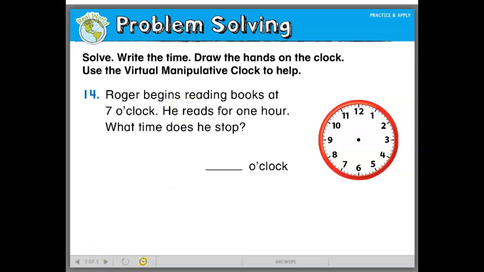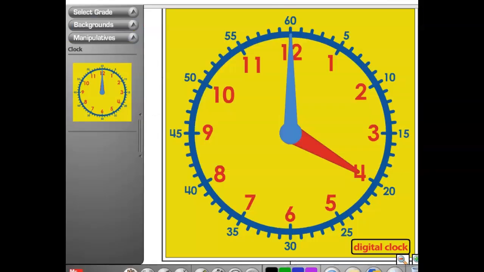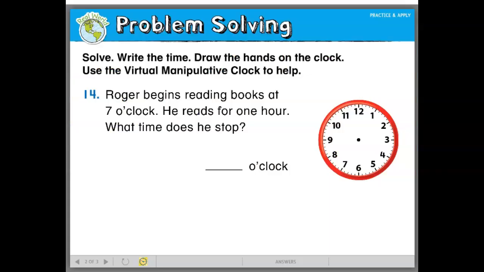So if I don't have a clock, like I just showed you how we did it on here, we can do this without a clock also. So if Roger begins reading at 7 o'clock, he reads for 1 more hour. So I'm going to add 1. So 7 plus 1 more makes 8. So he stopped reading at 8 o'clock.